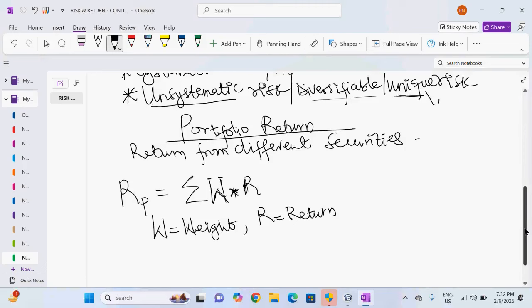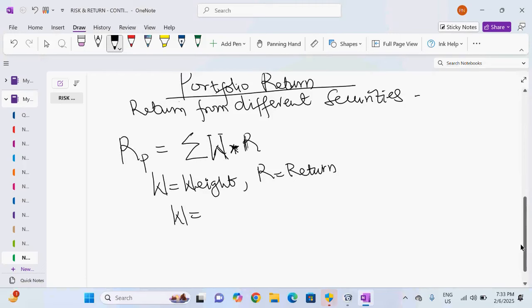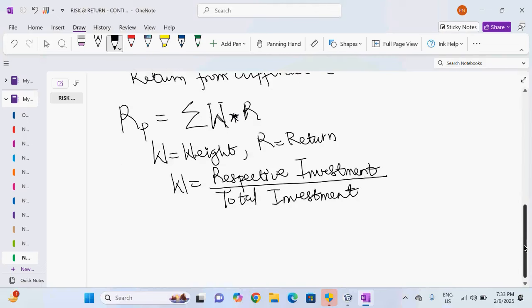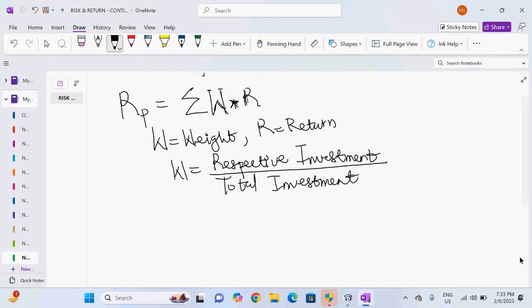So how do we get the weight? The weight is the respective investment over the total investment. Respective investment over the total. That is what gives you the weight. So let's take an example.